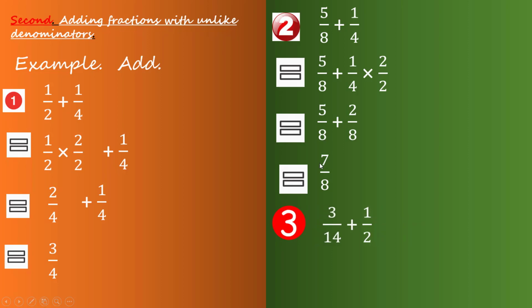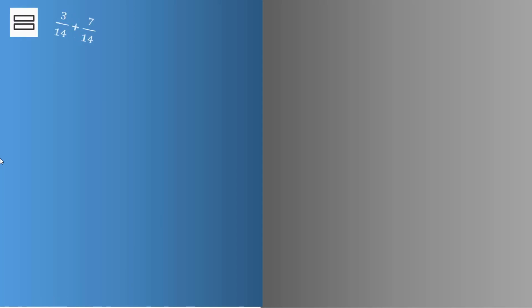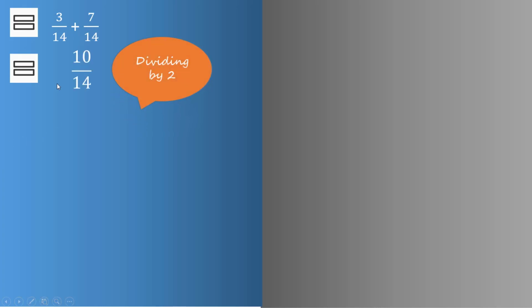Number 3, 3 over 14 plus 1/2. Now, in the same way, we can multiply 1/2 by 7 to find the equivalent fraction, to make the two bottom numbers the same. So 3 over 14 plus 1 over 2 times 7 over 7. So it will be 3 over 14 plus 7 over 14. So it will be 10 over 14. Don't forget, 10 over 14 is not in the simplest form. We can divide by 2. So it will be 5 over 7.